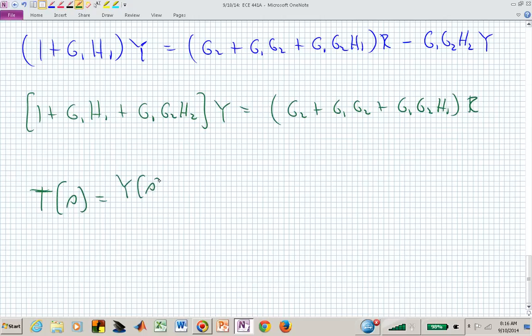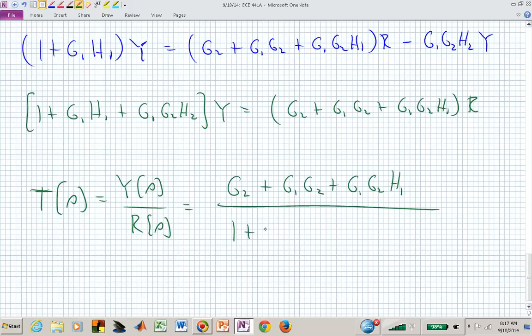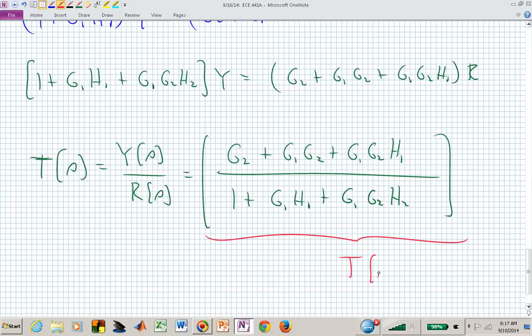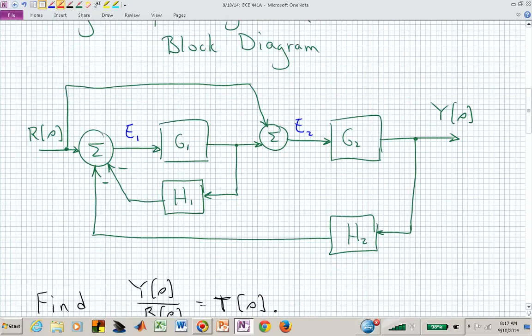And now I can form the ratio that I was looking for, which is this ratio of Y over R. So I divide both sides by R, and I divide both sides by what is scaling Y, and I end up with my transfer function for that original block diagram, being this collection of terms involving systems G1, G2, H1, and H2. This is now my transfer function for that original system right there. And maybe some of you knew that by inspection. Did you just immediately write down that T of S in that form?